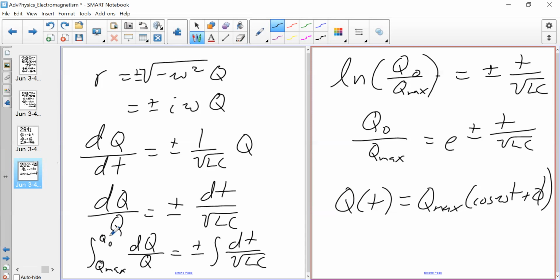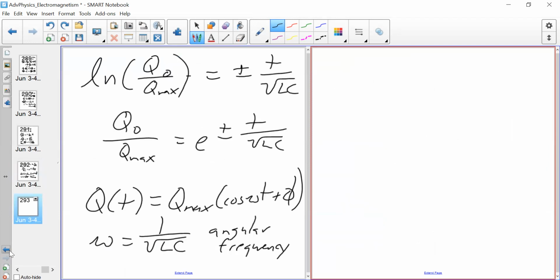And then the current is going to be flowing. We term omega, 1 over square root of LC, as the angular frequency of the circuit. So this circuit is oscillating from charge to current and back and forth, reversing polarity. The current and the charge have a harmonious ebb and flow. Harmonious ebb and flow. Questions? So this is the angular frequency of the LC circuit.